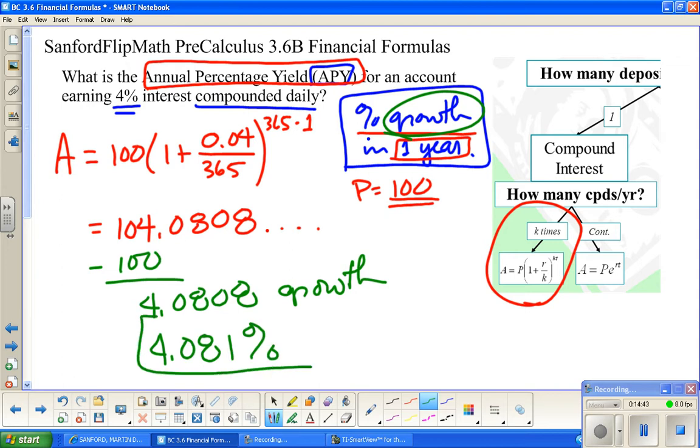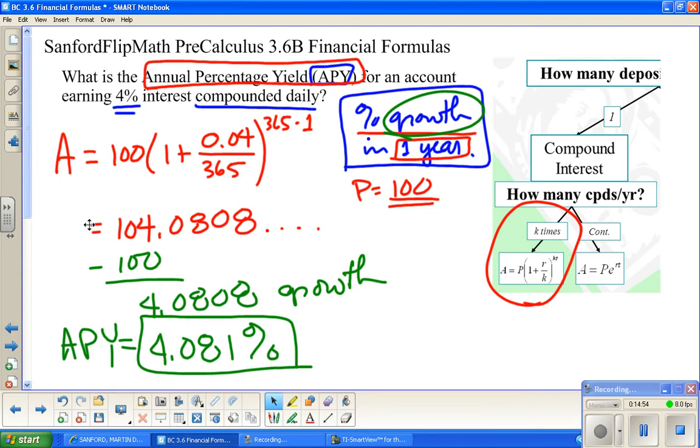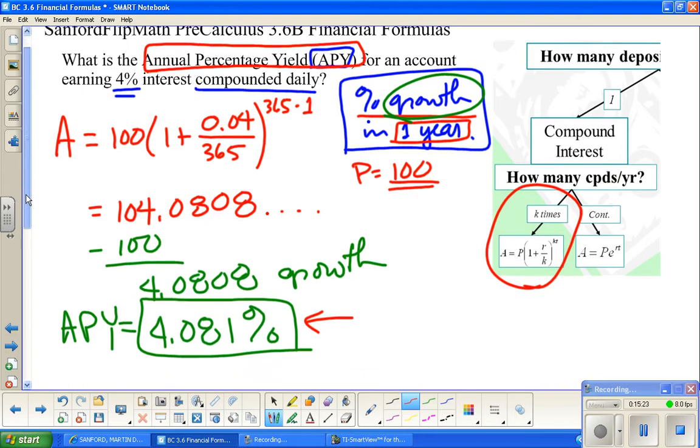If I go to 3 decimal places, this is the APY, annual percentage yield. This is a way to compare accounts from one account to a different account. If I say 4% compounded daily, is that going to give me better interest than if I do 3.9% compounded continuously? I want a way to compare them, and that APY is a way to compare them. If I had an account that earned 4.1% compounded once a year, that would actually be better than this one, because this one has an APY of 4.08, not quite 4.1. If you're talking about depositing $100, that's not a lot of money. But if you're talking about depositing $1 million, any little bit makes a big difference.